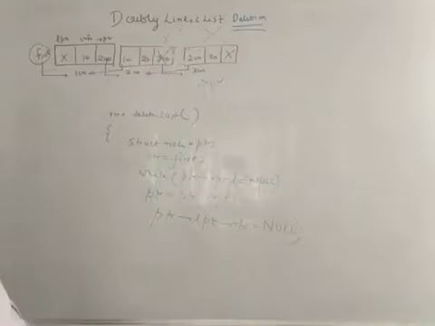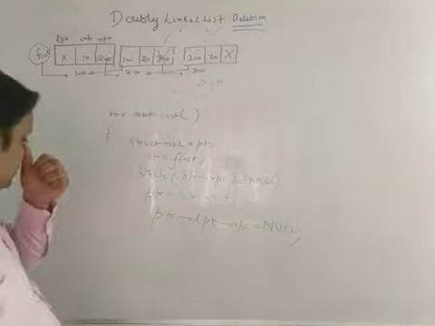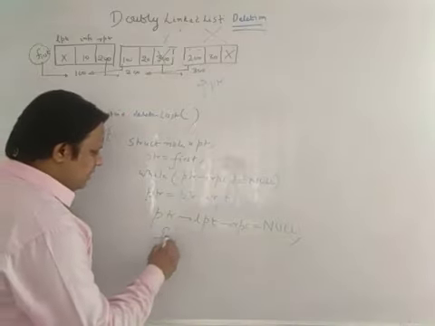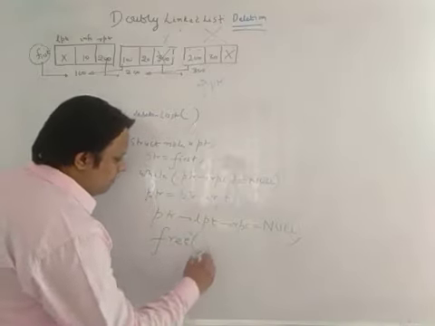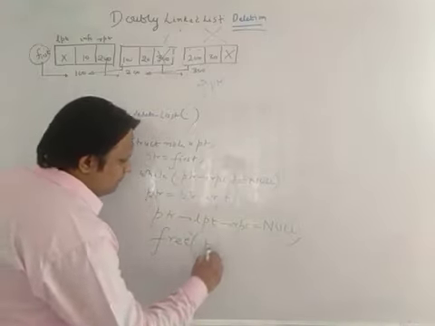Now when this is null, you can delete this node. This is your PTR, so you can write free PTR. That's it. Alright guys, so I go sleep.